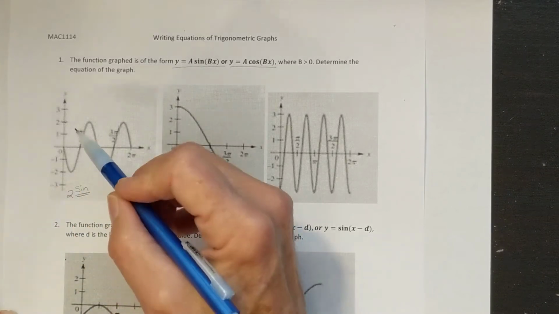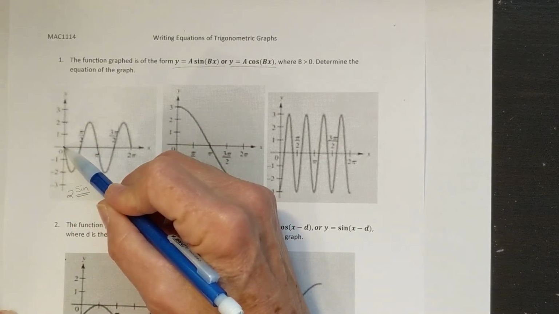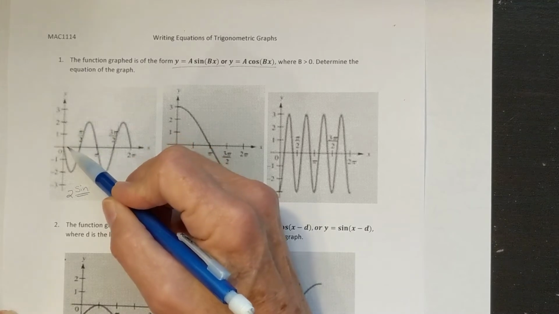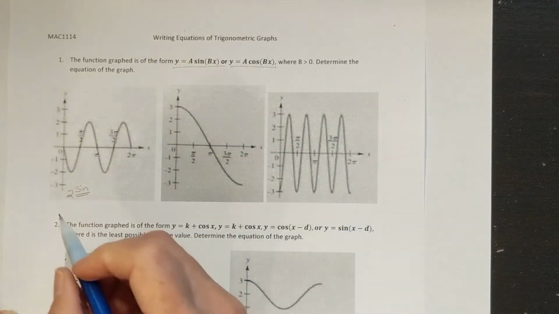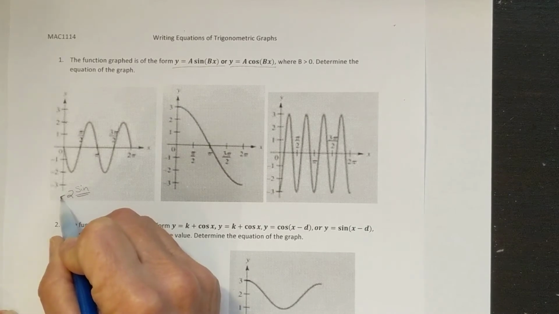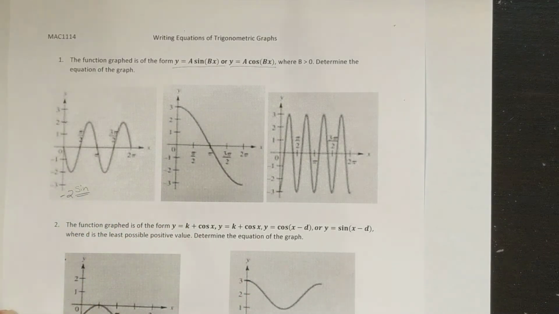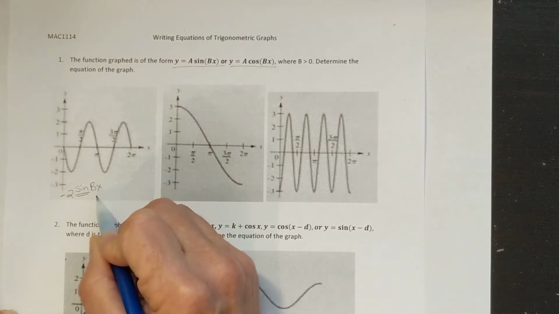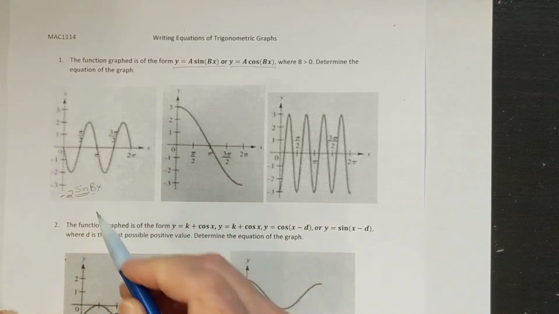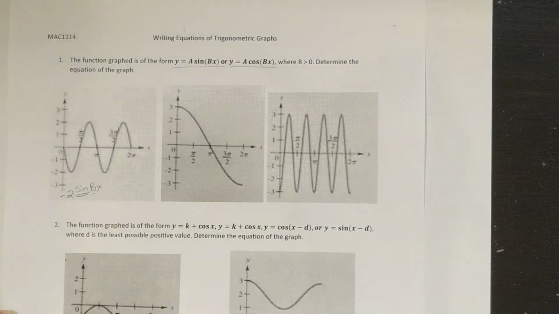Now, a sine wave normally starts in the middle and then it will go high, but this guy starts in the middle and it goes low. That is indicating a reflection, so that's going to make that a -2. The last thing we have to put in here is bx, and so to figure out what b is, we just look at the graph and say, well, how long did it take to complete one cycle, one period?